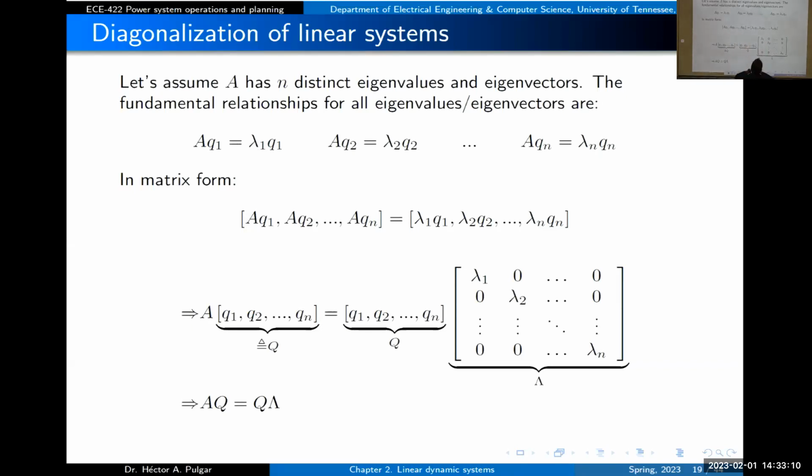So if you do this multiplication here, you see the first column will always be multiplied by lambda 1. When you do this product, you get lambda 1 q1. The second column of this product will always be multiplied by lambda 2, so you will get q2 lambda 2, and so on.